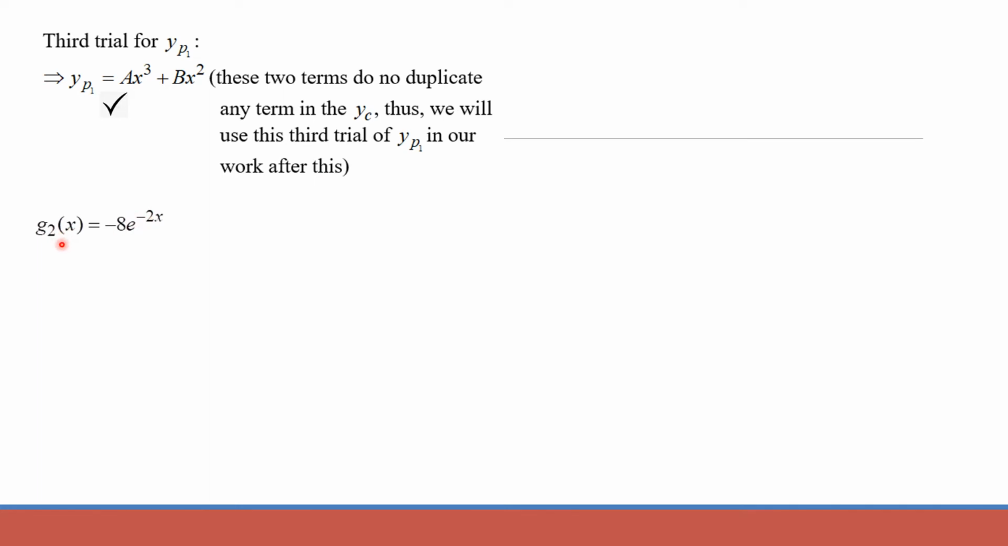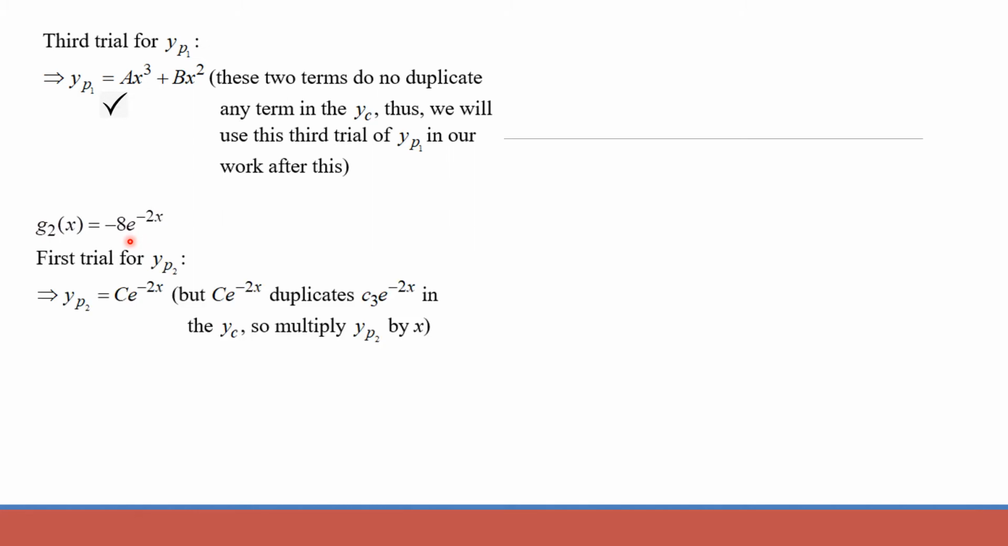The g2 of x is negative 8e to the negative 2x. How do we write down the form of the function yp2? Okay, so let us look at the first trial of yp2. Remember, to form the yp2 we must follow the form of the gx. So this is an exponential function, so negative 8 will be replaced by capital C. Now we don't use the letters A and B anymore because the letters A and B have been used in yp1. So now let us use a different letter, call it C. So this negative 8 is replaced by capital C multiplied by the exponential function e to the minus 2x.